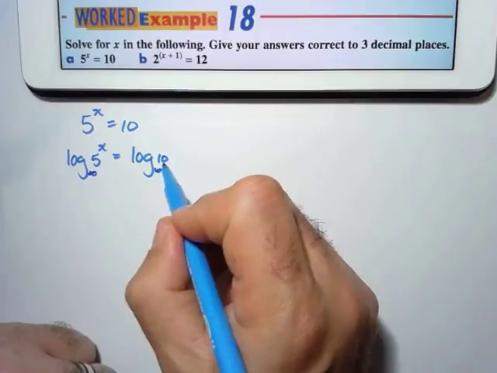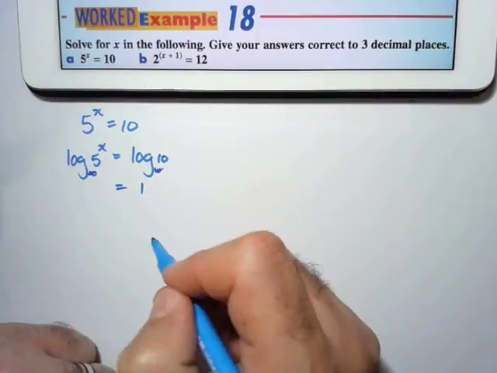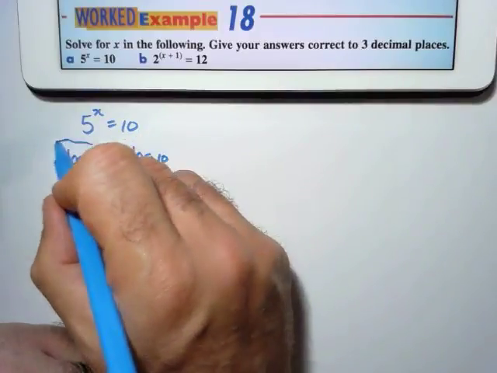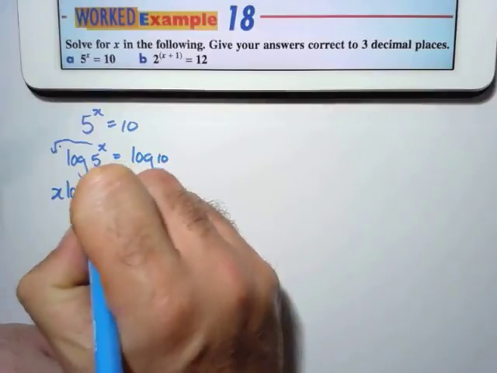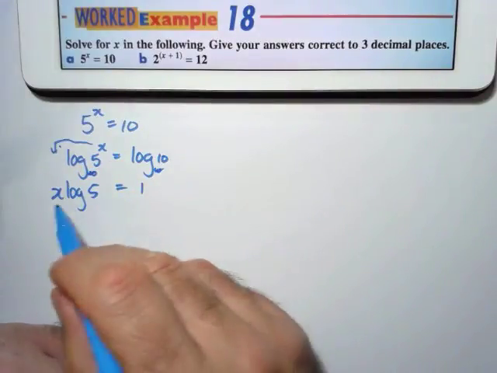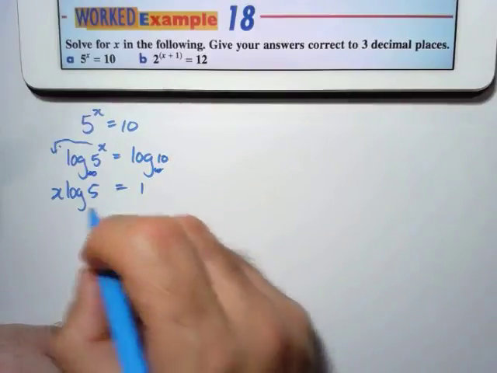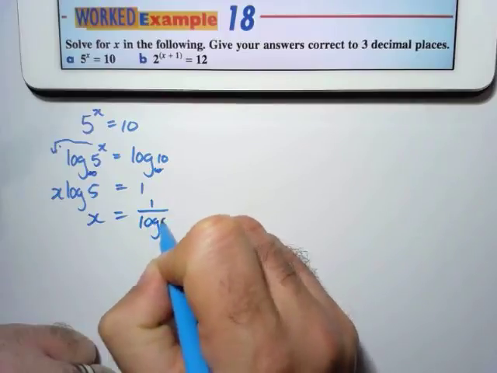And if that's the same, my answer is 1, so this is 1. Log 10 base 10 is 1. The x can move to the front. It becomes x log 5. I'm not going to write 10. I'm allergic to writing. So I'm going to divide by log 5 on both sides. So x will equal 1 over log 5.